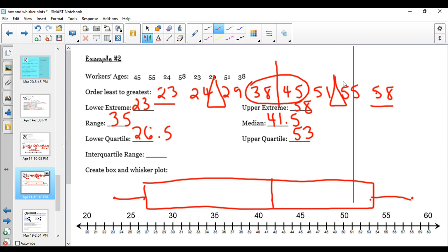Okay. Then interquartile range, I'm going to subtract upper quartile minus the lower quartile. So we're going to do 53 minus 26.5, which actually comes out to be 26.5. Now, you may be wondering or noticing that the lower quartile and the interquartile range answers were exactly the same. That's just a total coincidence for this specific data set. That definitely will not always be the case. It's just a coincidence on this one.